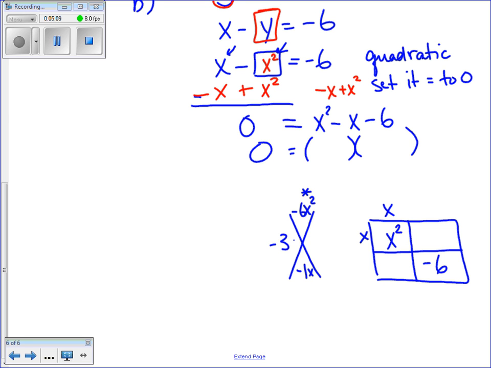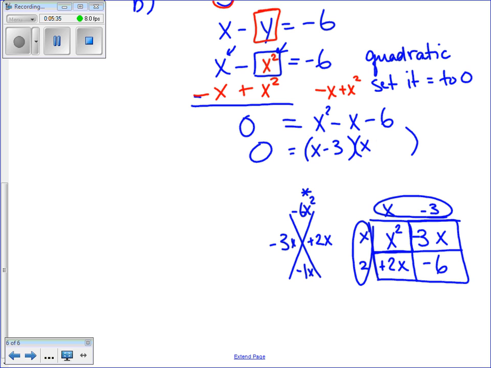But I see here if I use negative 3x and positive 2x, those add up to be negative 1x and they multiply out to be negative 6x squared. So I'm going to fill those in, negative 3x and positive 2x here. And if this side is x, then this side is going to have to be 2. If this side is x, then this side is going to have to be negative 3. And there's my factors, x minus 3 and x plus 2. So I found my factors. They're x minus 3 and x plus 2.